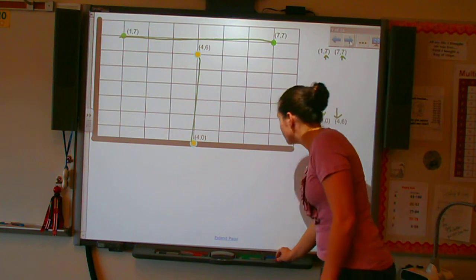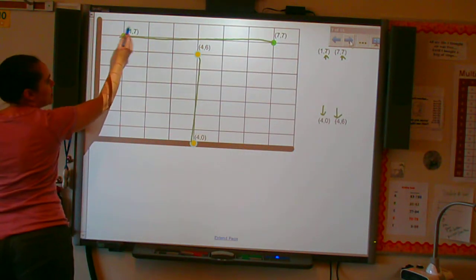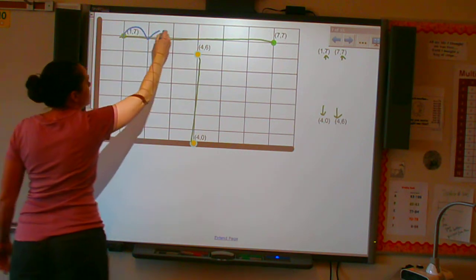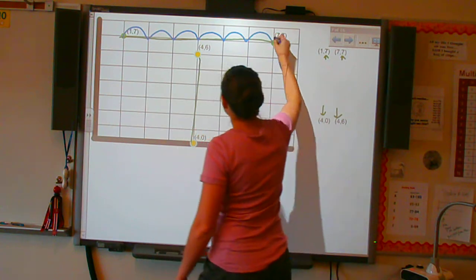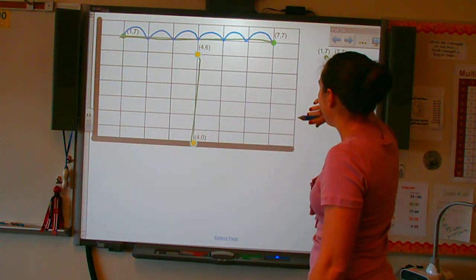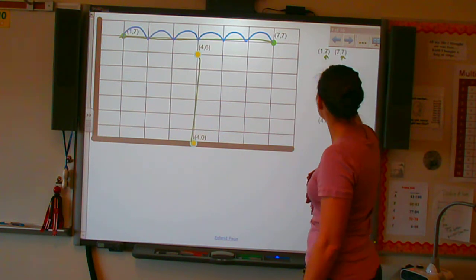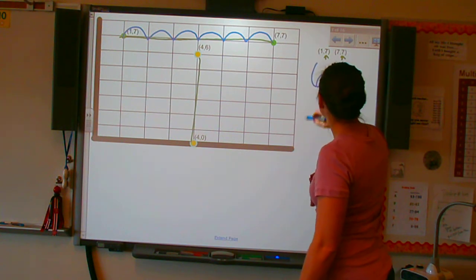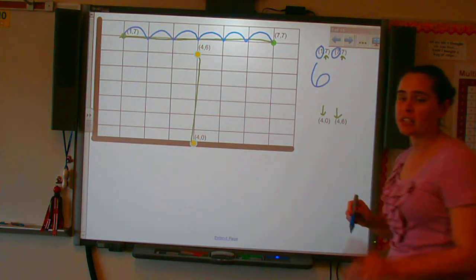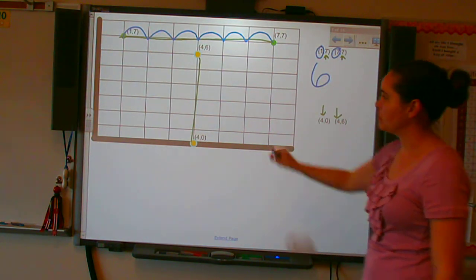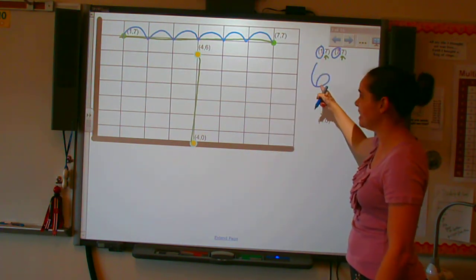So determining the distance, again, I can just count. To go from 1, 7 to 7, 7: 1, 2, 3, 4, 5, 6. And then this is a 6. Again, if I look at my 2 numbers that are different, 7 and 1, because they're both positive, that tells me they're in the same quadrant, then I can find the difference. 7 minus 1 is 6.